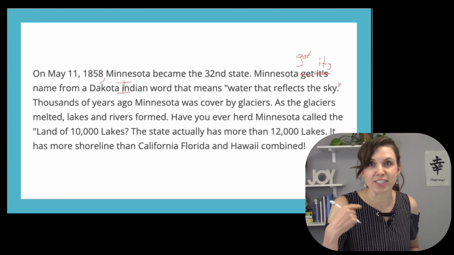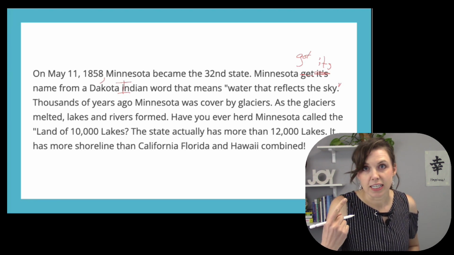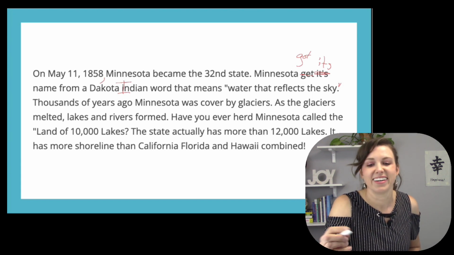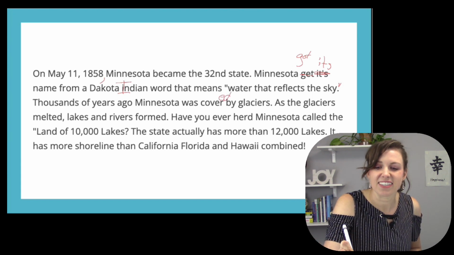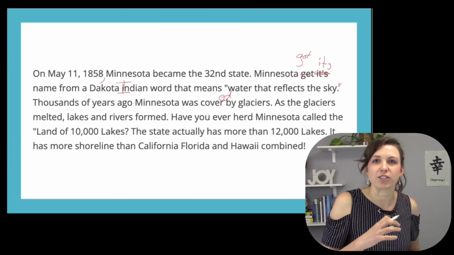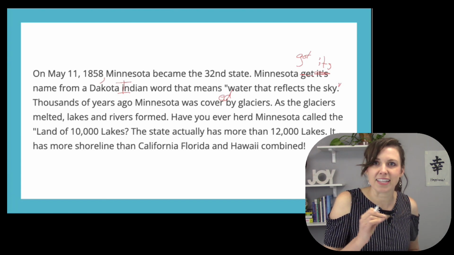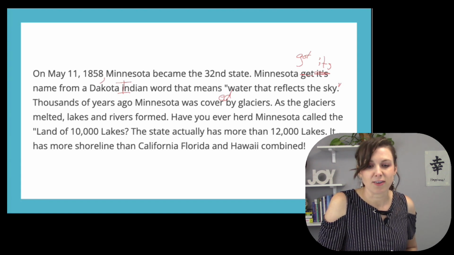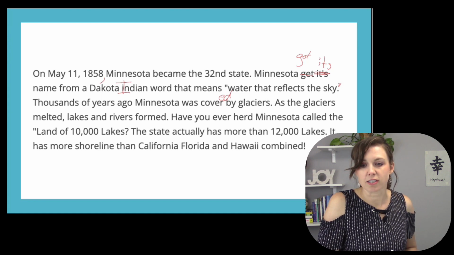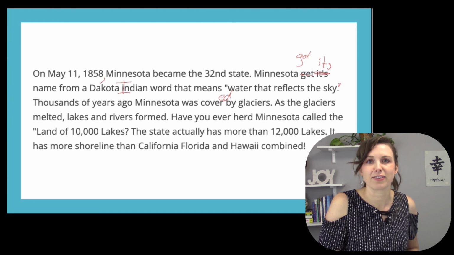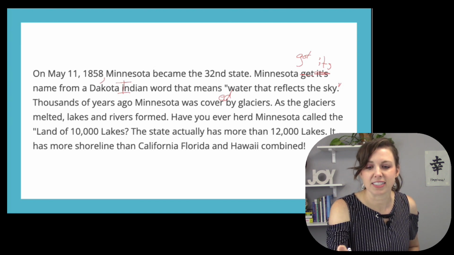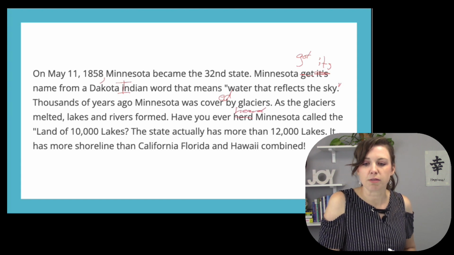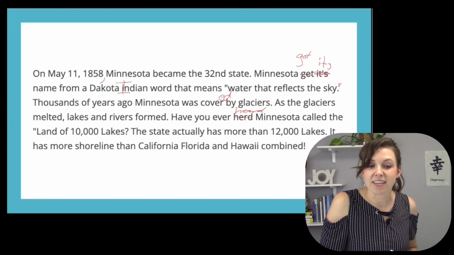So sometimes, like, I don't know if you caught that, but I said covered, even though it just says cover, okay? So it's was covered by glaciers, right? Not present tense, but past tense. As the glaciers melted, comma, lakes and rivers formed. Have you ever heard, that's like a herd of elk or a herd of buffalo, right? It should be H-E-A-R-D. Have you ever heard Minnesota called land of 10,000 lakes?